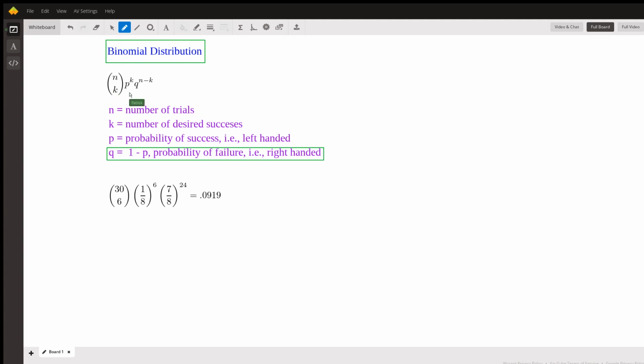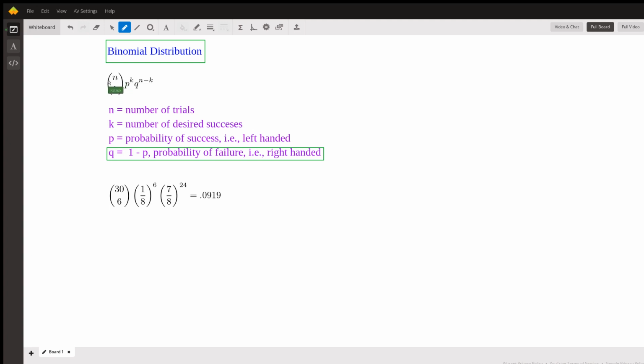Okay. P is the probability of left-handed people. Q is the probability of right-handed people. So I want, out of 30 people, 6 left-handed people. So this is the total number of trials. This is the number of desired outcomes, or we could say success.